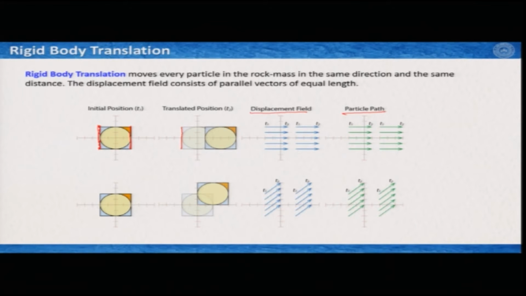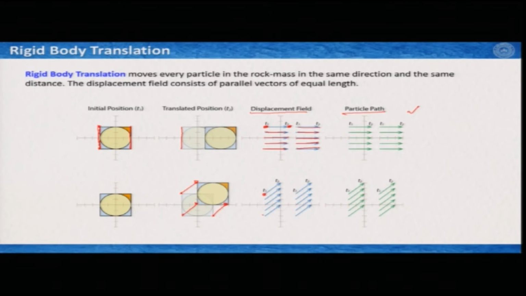What we see here is the definition of rigid body translation. This was your point at T1 and this is the point at T2. So in each and every case it moved very similarly, a similar distance, and the vectors are parallel to each other. The particle path is also very similar. In the second example, it moved along the north east direction, or it moved towards the first quadrant. So this point has moved to here, this point has moved to here, and this point has moved to here, and so on. And if you represent it in the displacement field, it appears this way.